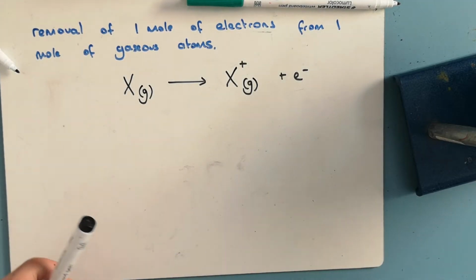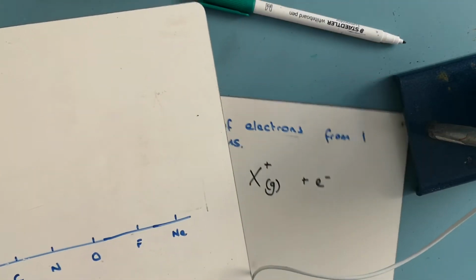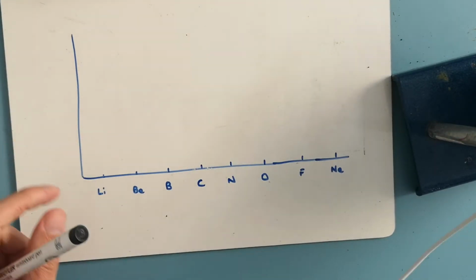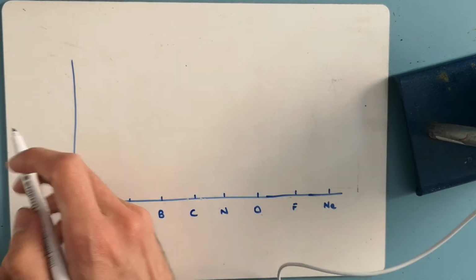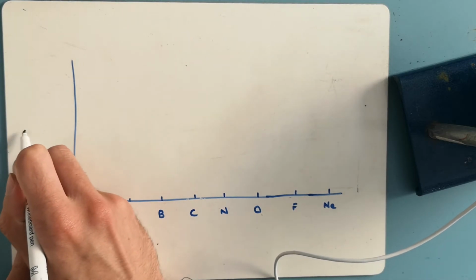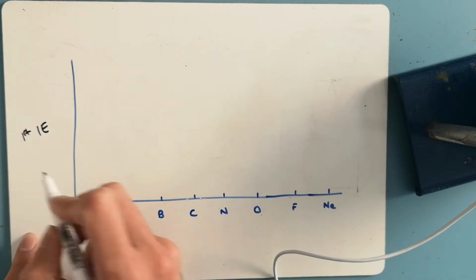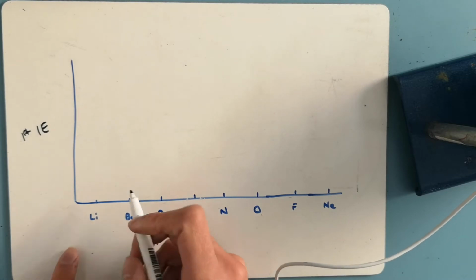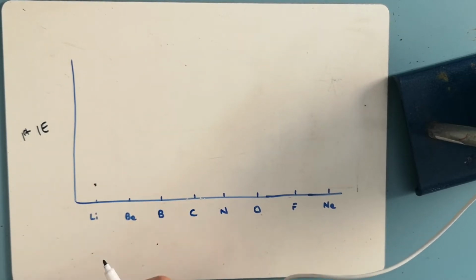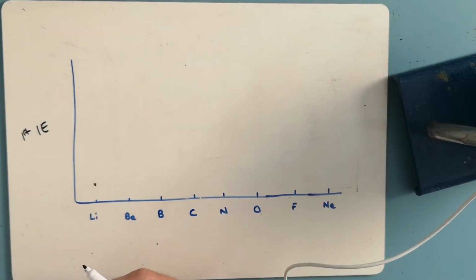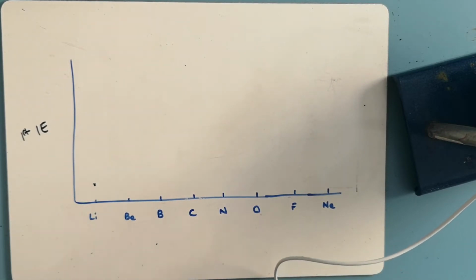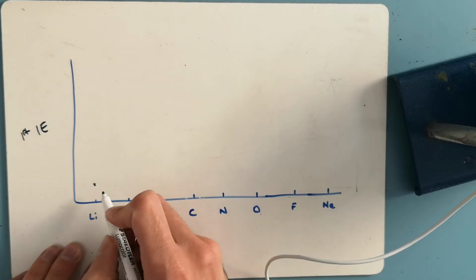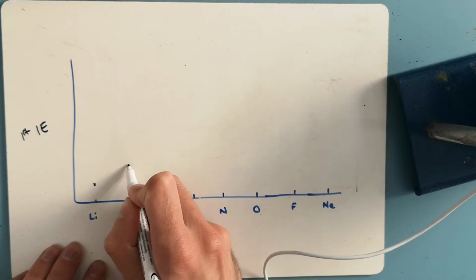And if we look at the trend across the periodic table, I prepared this a little bit earlier, and this is first ionization energy. So lithium is quite low down. It's only got 3 protons holding onto its outer electron, so it can't grip onto it very well, so the electron can get away quite easily. We get a jump up to beryllium.